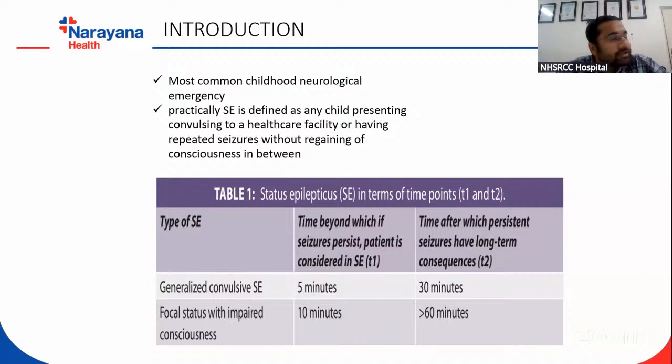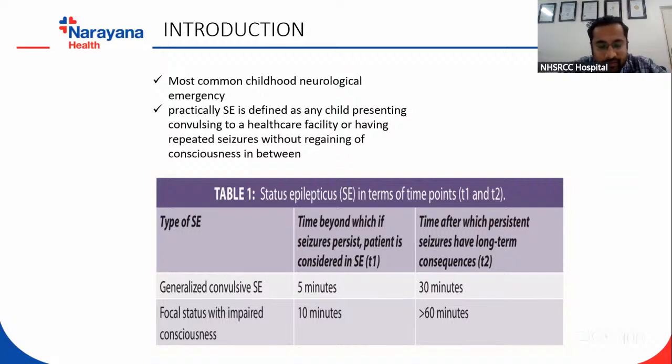According to the International League Against Epilepsy, which gave the guidelines in 2015, they have introduced two terms, T1 and T2. T1 is the time duration after which active intervention has to be taken, and T2 is the time duration after which there are potential neurological risks. They have divided status into two types: generalized convulsive status epilepticus and focal status with impaired consciousness. T1 in cases of generalized convulsive status epilepticus is 5 minutes.